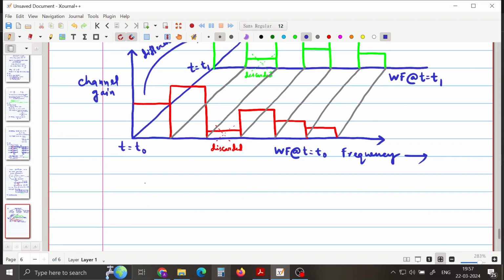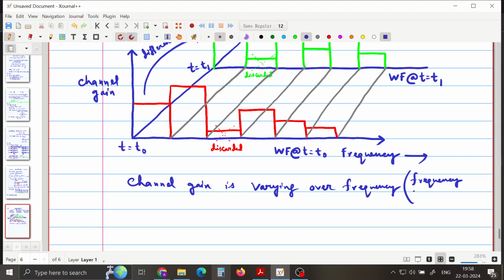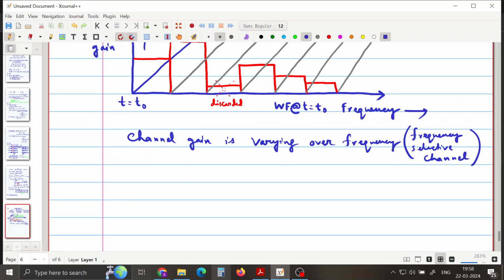So this is the figure, and some key remarks: the channel gain is varying over frequency. Of course, if you choose any time instant, let's say t0, you see that the channel gain is fluctuating, it is varying as a function of frequency, which is nothing but my frequency selective channel. Its counterpart is the case when the channel response is flat. Then we call it a frequency flat channel. Here we have a frequency selective channel.